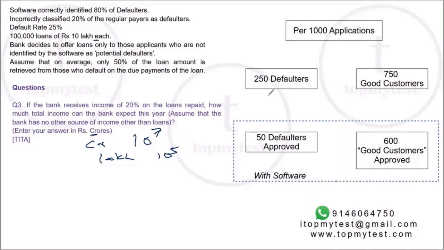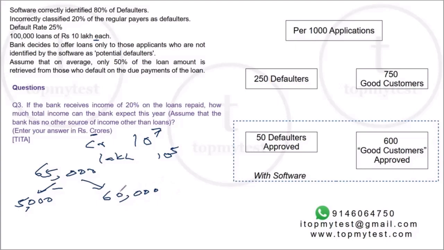Okay, so what do we have? Out of every 1000, 650 will be approved. Now, out of 650, 600 will be good customers. So, out of 65,000 applications, 60,000 will be good customers and 5,000 will be bad customers, defaulters. So, you will see the profit from these 60,000 and subtract the loss from these 5,000 people. Okay. So let's see what will be the profit.